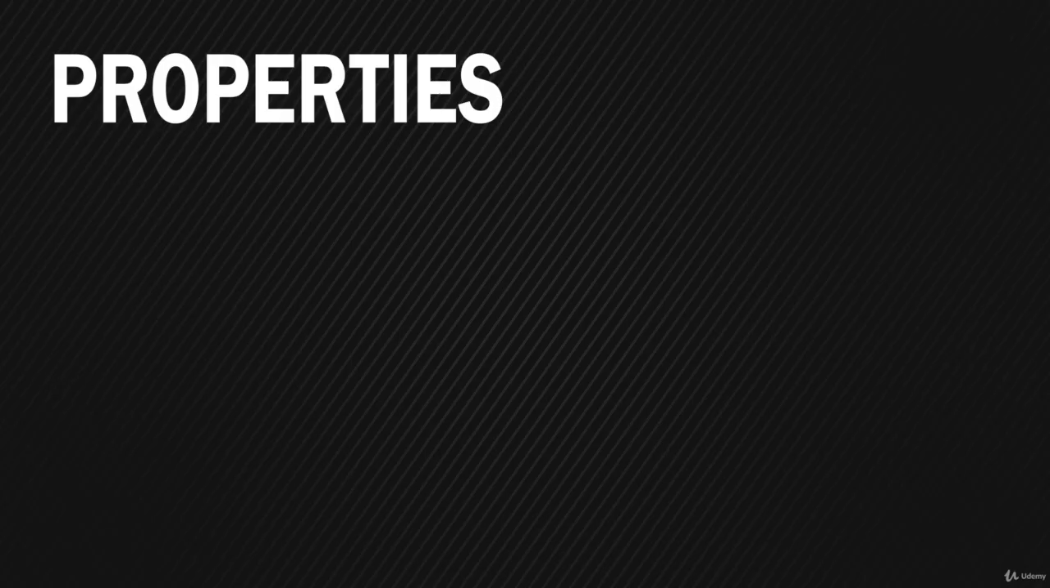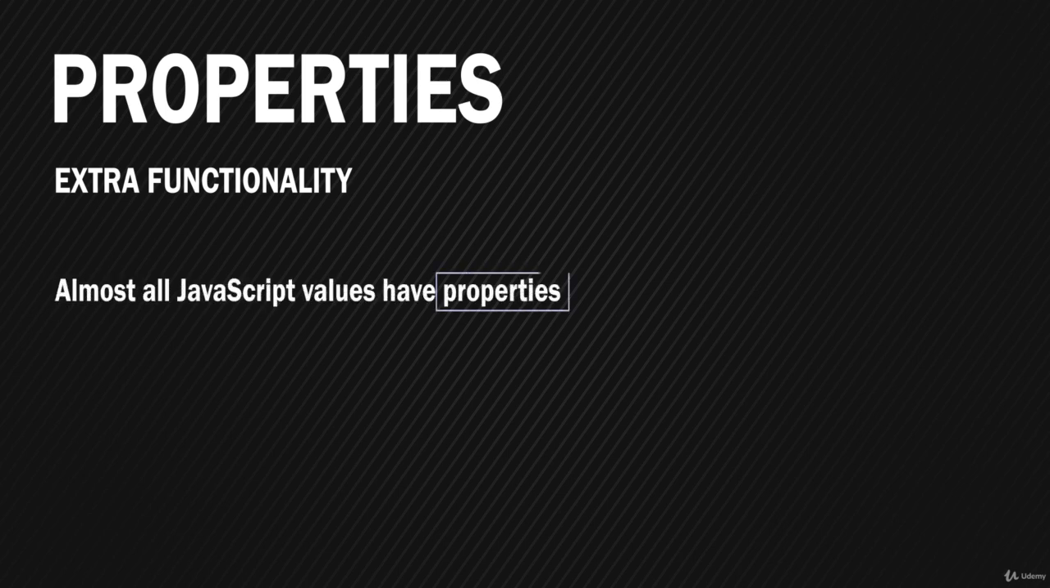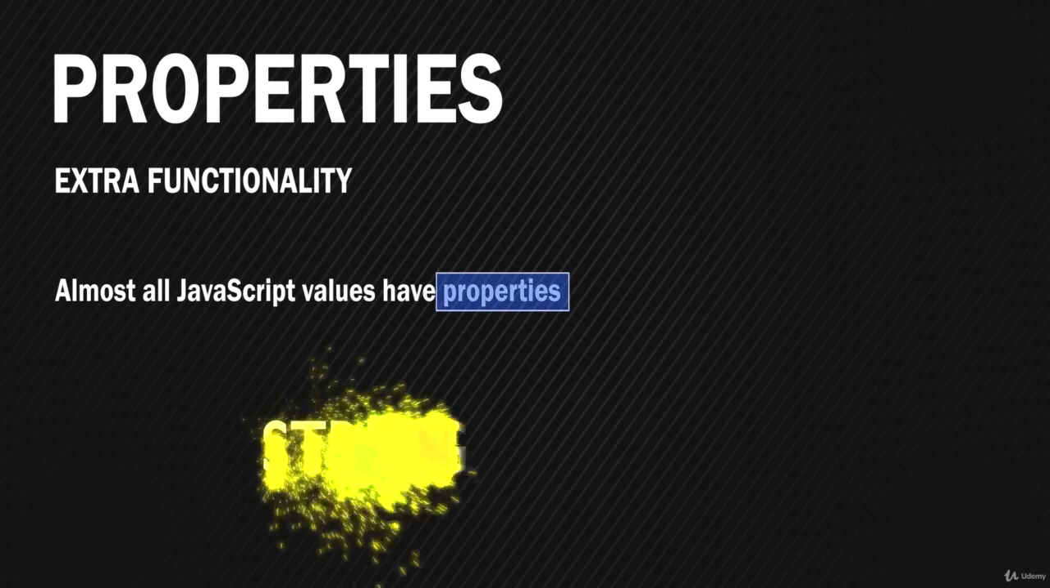Let's now talk about properties. Because JavaScript objects and primitive data types have properties attached to them. And by properties, I just mean extra functionality that you and I can use to enhance whatever we want to get done. So for example, almost all JavaScript values have properties. Well, what do I mean?